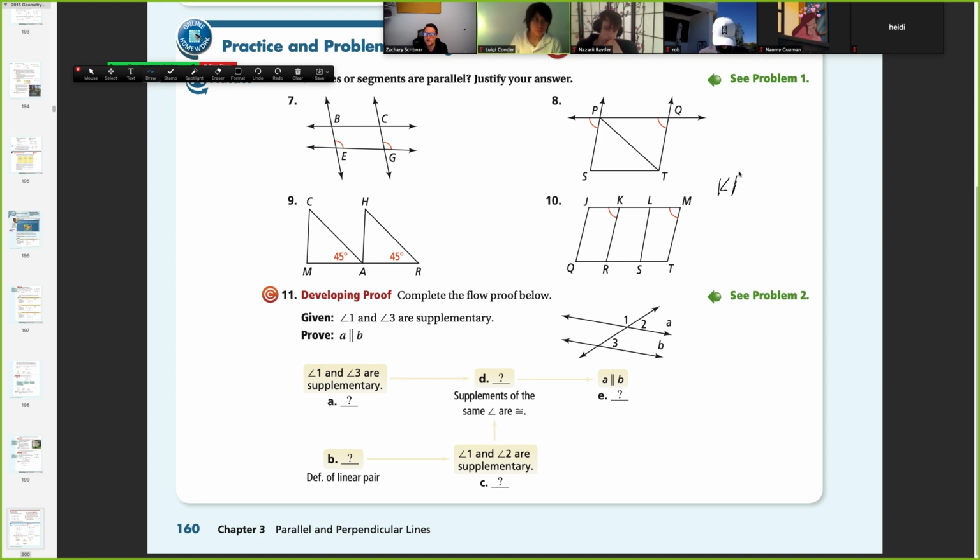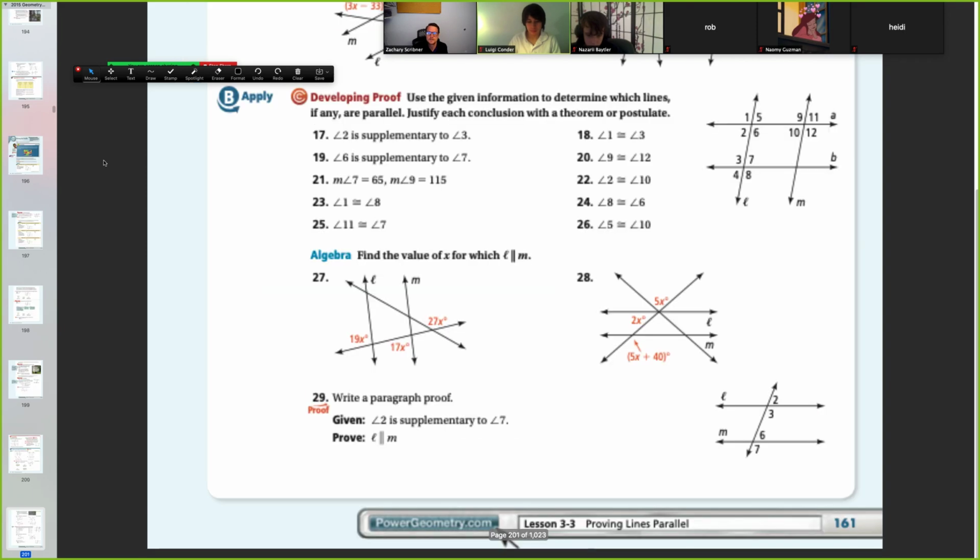You could say KR is parallel to MT. And the reasoning would be because this and this are corresponding angles. Okay, and that's what you're doing on section 3.2, is proving that lines are parallel. Sorry, not corresponding angles. The converse of corresponding angles. Okay? Again, here, same thing in terms of the reasoning. You'd be using the converses to prove that these lines are parallel, right?